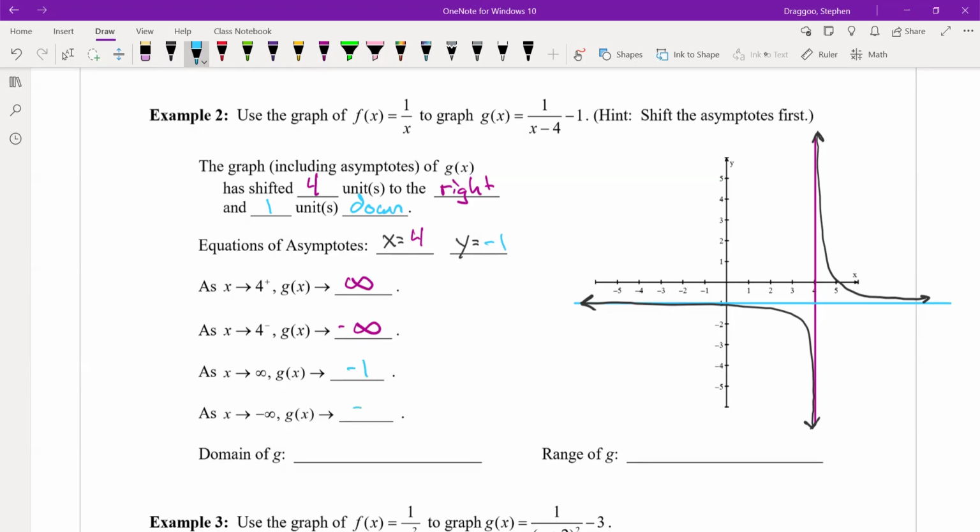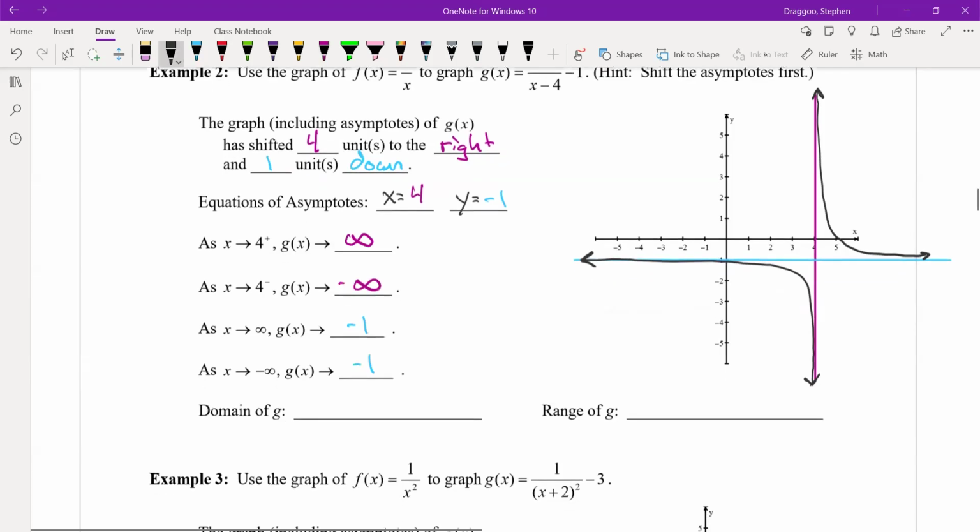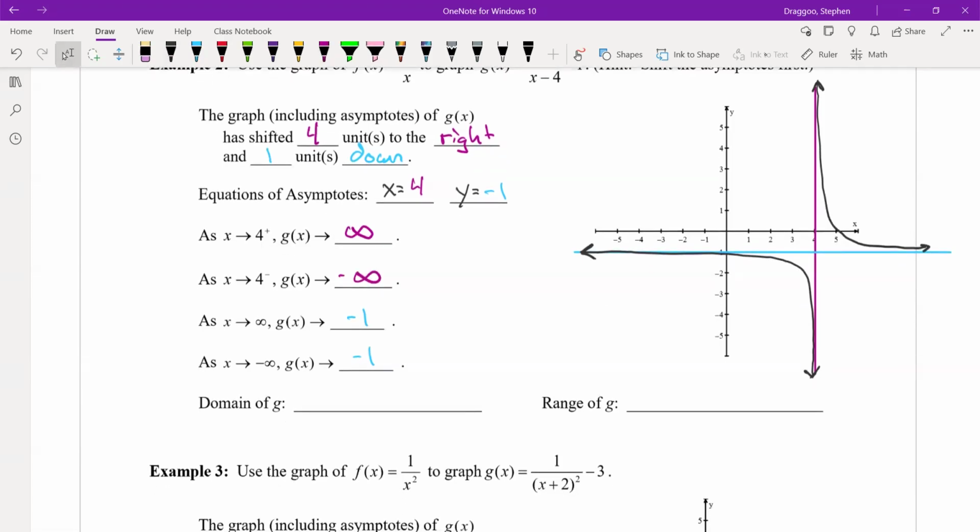For our end behavior, looking at what happens to the graph on the left and on the right, both of those sets are going to approach the horizontal asymptote, which is at y equals -1. So g approaches -1. And for our domain, it'll be all numbers except for 4, in interval notation written like that. While the range will this time be all real numbers except for -1.